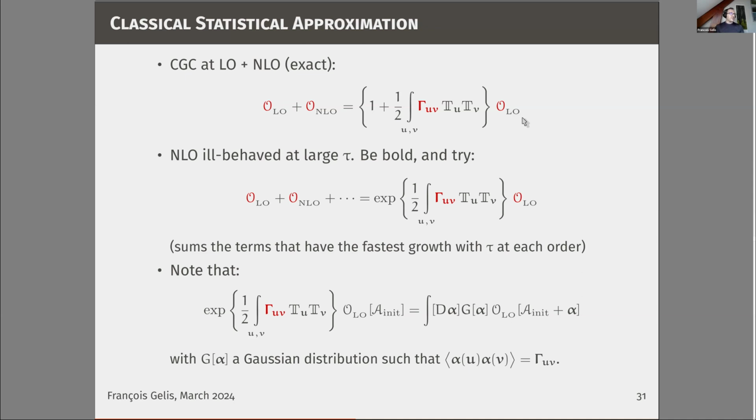physics is concerned. But you could try to be a bit bolder and do a resummation by noticing that this operator here looks like the beginning of the Taylor expansion of an exponential. So with the dots here, what can be done is to promote the beginning of this series into an exponential. And in fact, there is a justification behind that, which is that this exponentiation amounts to resumming at every order of the perturbative expansion the terms that have the fastest growth with time. This gives you this exponential.